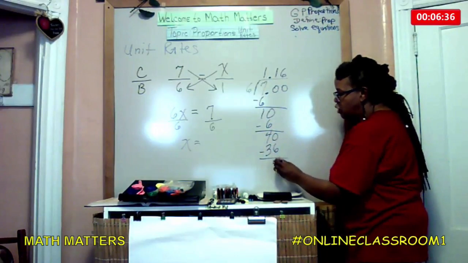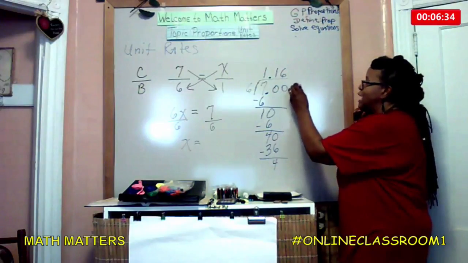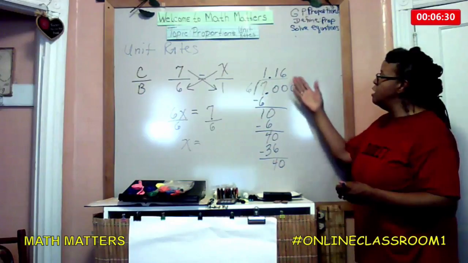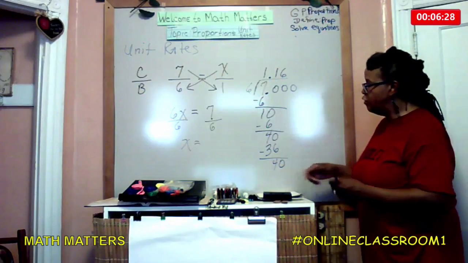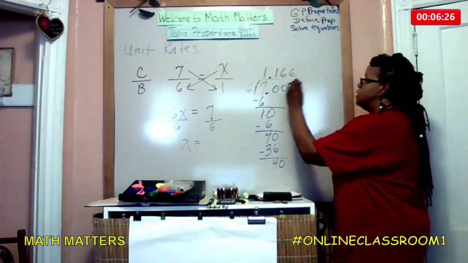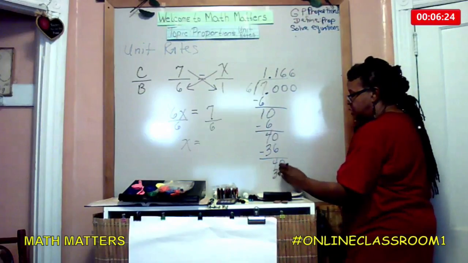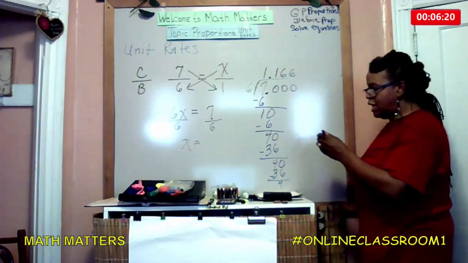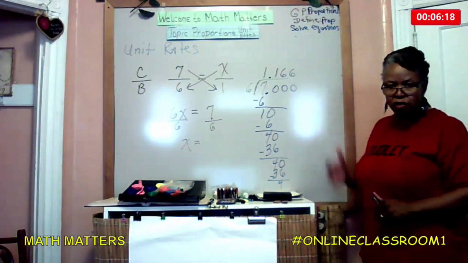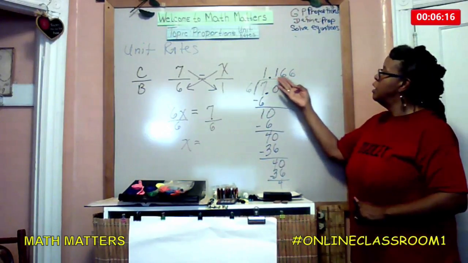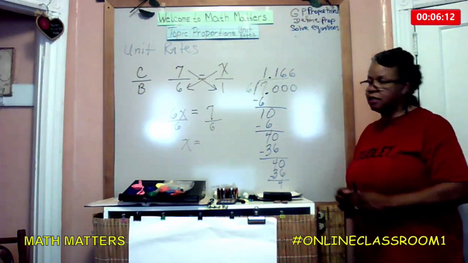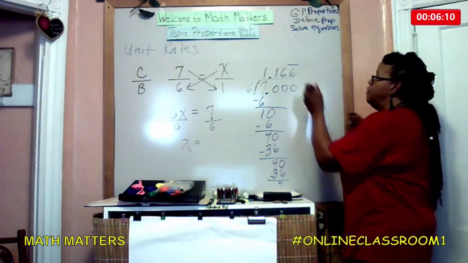Subtract. What do you think is going to happen? Even if we attach another 0, what do you think is going to happen? We're going to get another 6. 6 goes into 40. 6 times 6 is 36. We're going to subtract and come down with 4. Even if I keep attaching zeros, what do you think is going to happen? It's going to be 1.166666, or we can put a line above it.